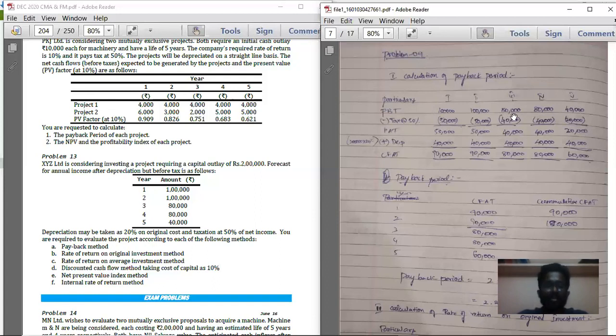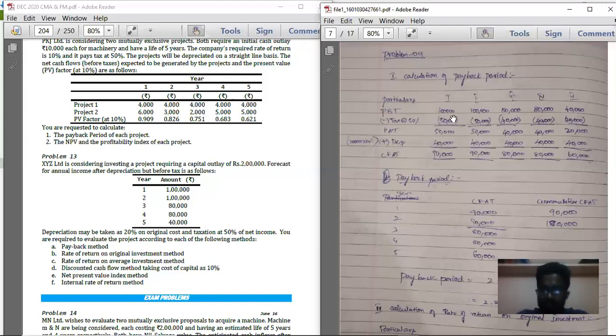And for third year, PBT is 80,000. 80,000 into 50%, you are getting 40,000. So within bracket 40,000. And for fourth year, 80,000 into 50%, 40,000. So within bracket 40,000. And for fifth year, 40,000 into 50%, you are getting 20,000. So fifth year within bracket 20,000. So deduct it. Below that, record PAT. PAT means profit after tax.